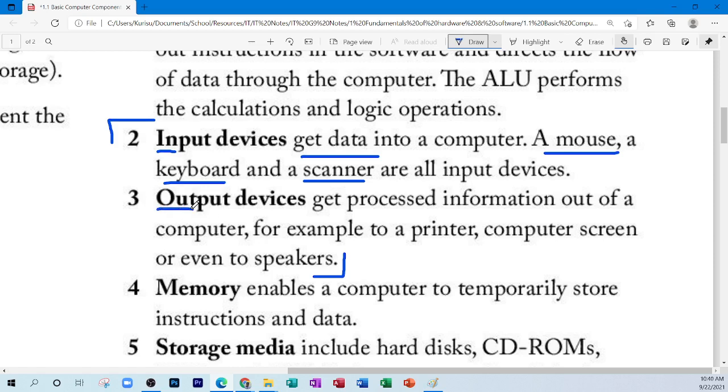And we already looked at output devices. Once something is saying out, it's indicating that it's coming out of the computer or it's coming out of the device. So it is getting processed information out of the computer. So we have examples like a printer, a screen, or a speaker. Those are all output devices.